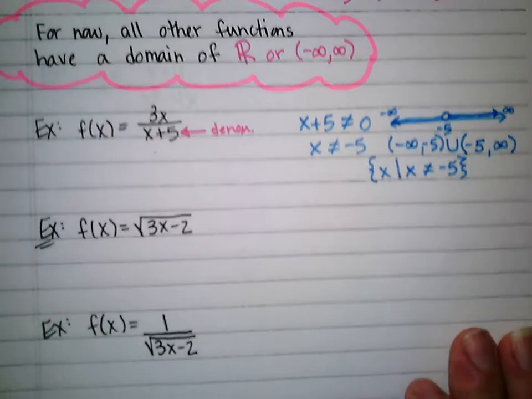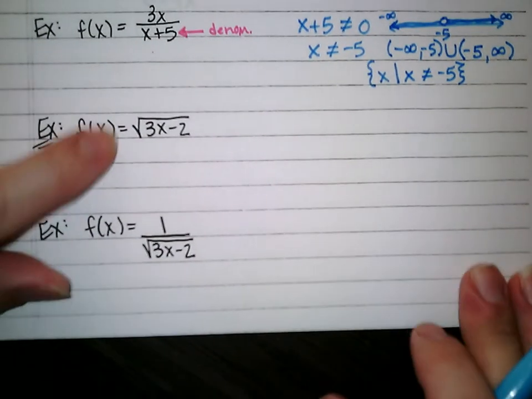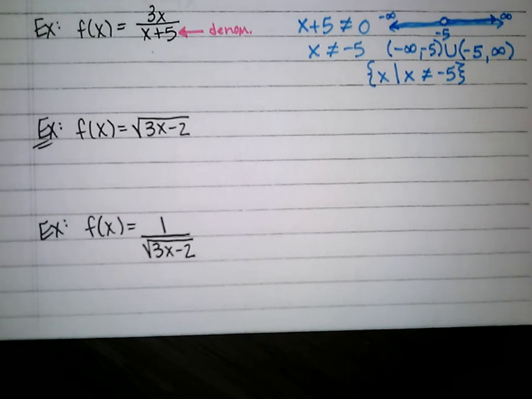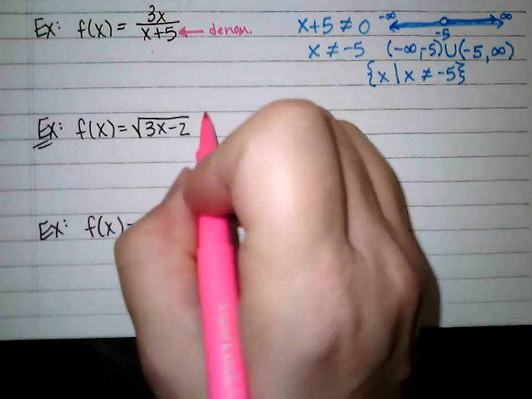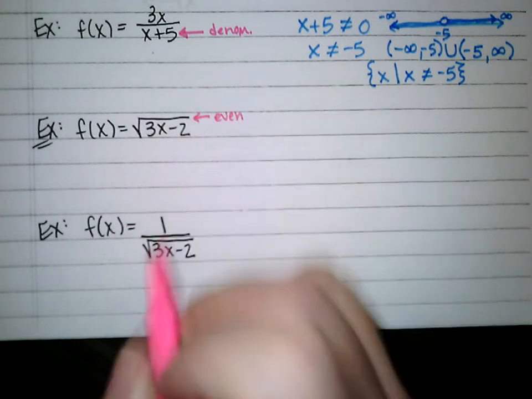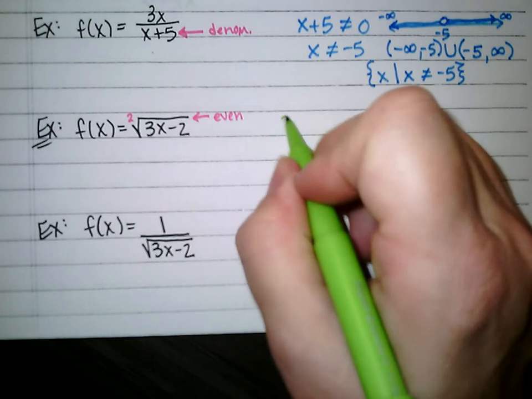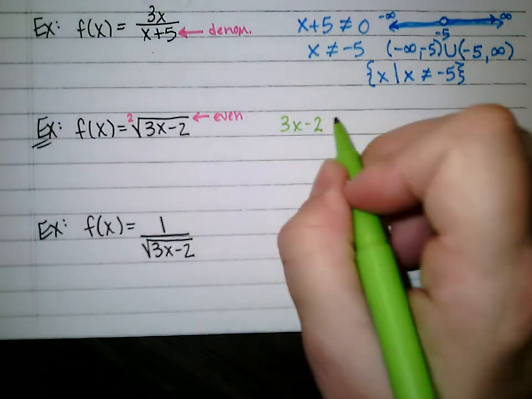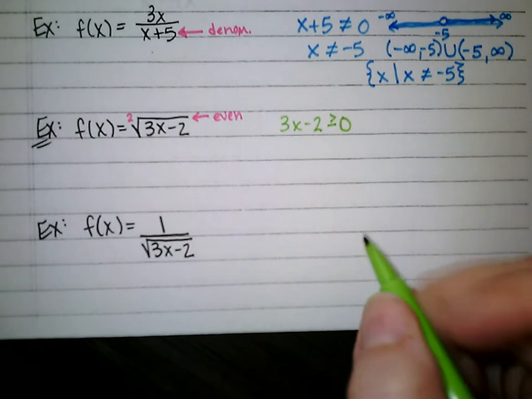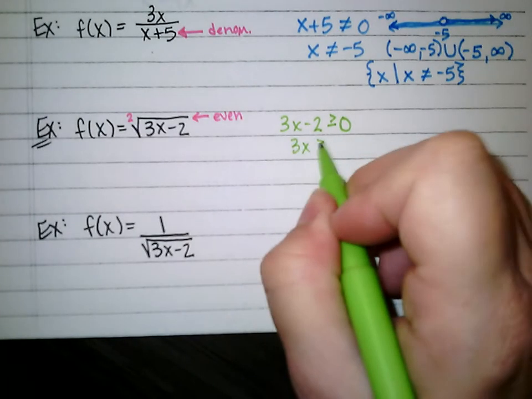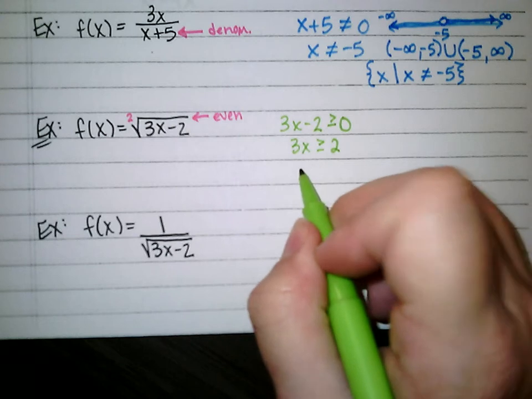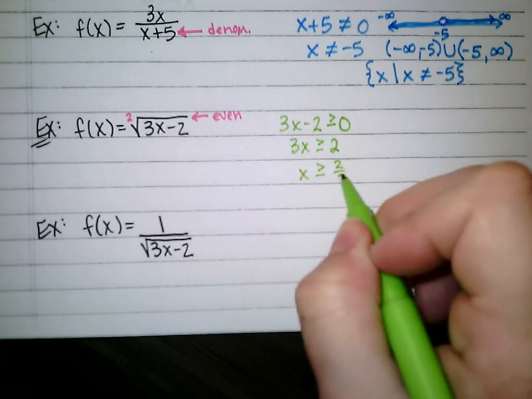All right, next one here. f of x equals square root of 3x minus 2. So again, we have an even index radical, because that's a 2 on a square root. So what we need to do, our strategy for that, when we have an even index radical, is to set the radicand, which is the stuff under the radical, 3x minus 2, greater than or equal to 0. So we add that 2 over, 3x is greater than or equal to 2, divide by 3, x is greater than or equal to 2/3.